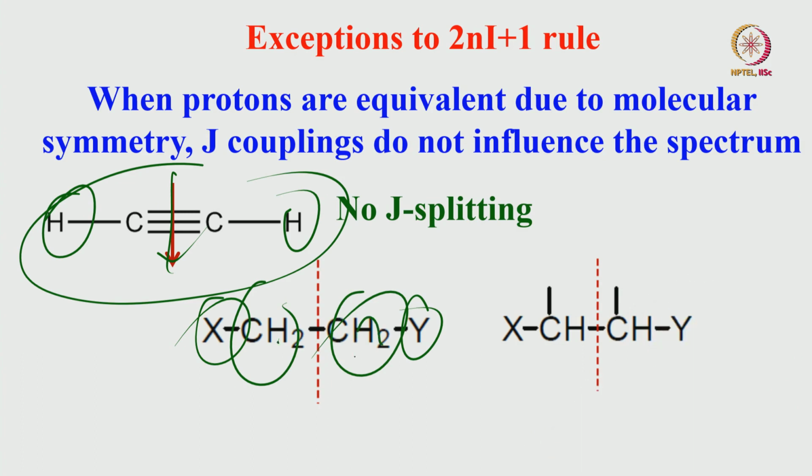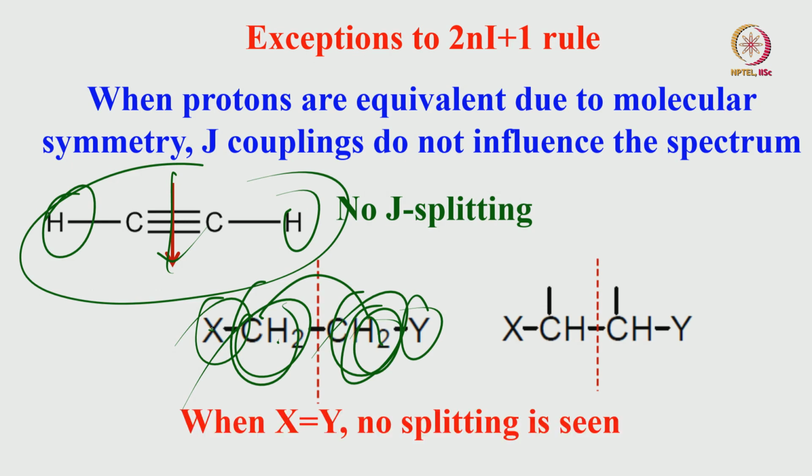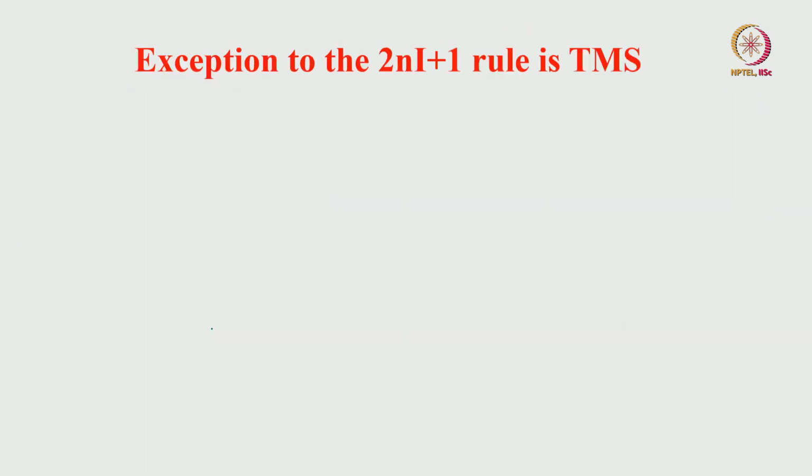This will couple to these two protons, 2 into half plus 1, so this will become a 3-line pattern. When this is coupled to this, again it will see 2 into half plus 1, and they will get 3 peaks here. If X and Y are different. If X and Y are identical, you will not see the coupling. So there are exceptions for the 2nI+1 rule. This is what I wanted to tell you.